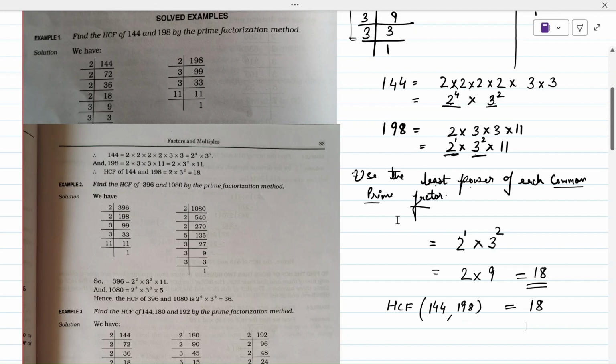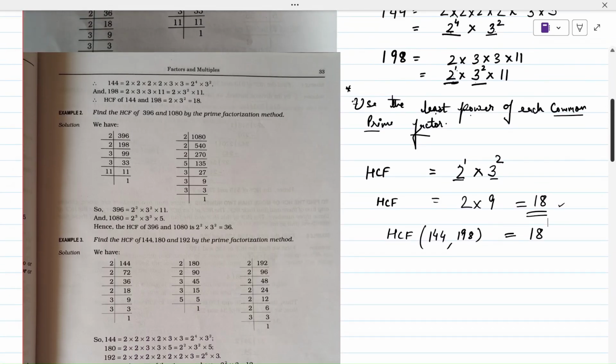Now for HCF using prime factorization, the rule is we have to use the least power of each common prime factor. So we find the prime factors present in both of these, that are 2 and 3, and take the least power of them. The least power of 2 is 1 here, so we have taken 2 raised to the power 1, and the least power of 3 is 2 because in both the cases it is the same, so I have taken the same number. Now we have to multiply them to get the HCF. So this is how we have to do this question.